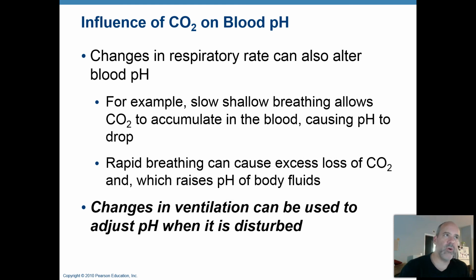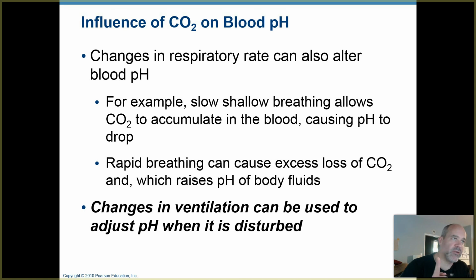Okay, so how do we control these CO2 levels? Looking at that equation over there, we're talking about pH homeostasis and trying to maintain body fluid pH and hydrogen ion levels. Well, how do we control these CO2 levels? Because obviously they're going to play a big role in pH homeostasis. Interestingly, one of the main ways that your body controls your body fluid pH is through adjusting the respiratory rate.